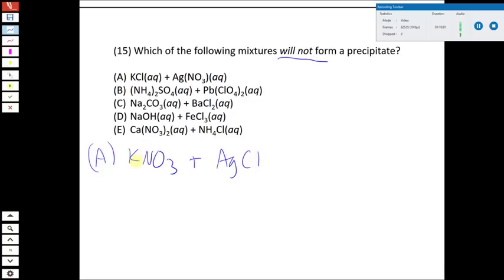So the first product here has potassium and nitrate in it, and from our solubility rules, these are both ions that would always be soluble. So that one's not going to precipitate. But AgCl, most silver compounds are insoluble unless they're with nitrate or a couple of other special anions like perchlorate and acetate. So this is going to be insoluble. So I'm going to circle the insoluble products. So we can eliminate choice A because we're looking for one that will not form a precipitate. In choice A, we would expect silver chloride, AgCl, to precipitate from solution.